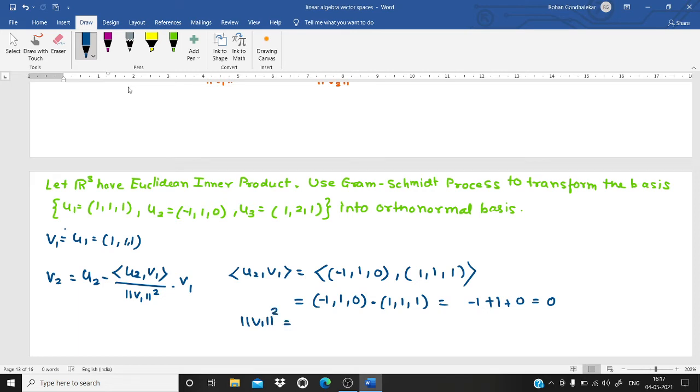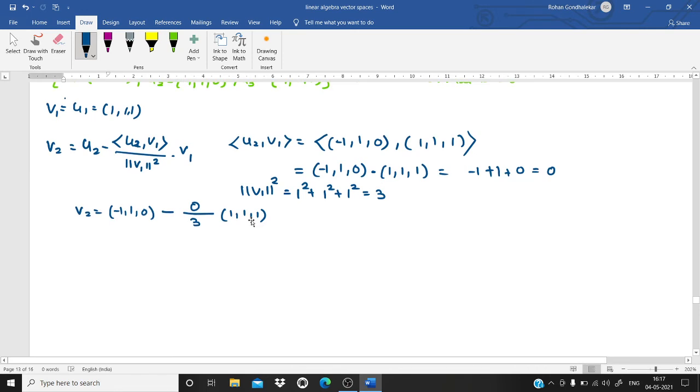Next, norm V1 square. What is norm V1 square? It is very simple. You get the sum of squares of each entry of V1, (1, 1, 1). So 1 square plus 1 square plus 1 square. That gives me 3. So hence V2 is equal to U2, that is (-1, 1, 0), minus this inner product, which is 0, divided by 3 into V1, that is (1, 1, 1). Are you clear with that? So what is the answer here? As 0 upon 3 is 0, 0 into any vector is 0. So the answer is (-1, 1, 0).